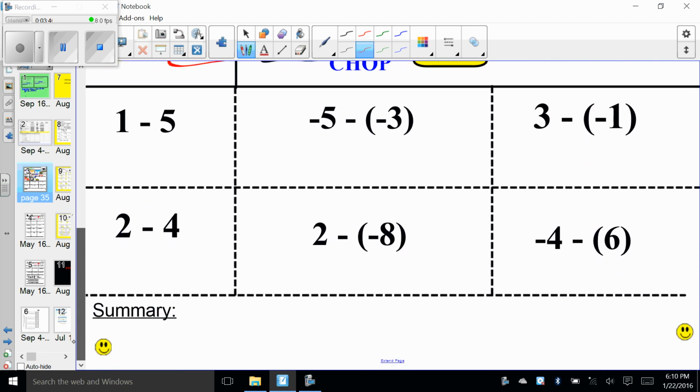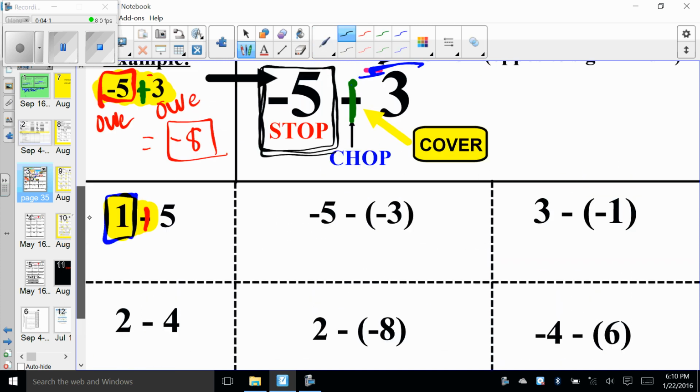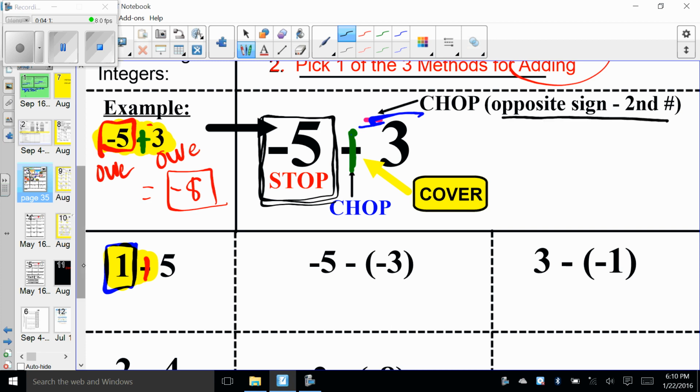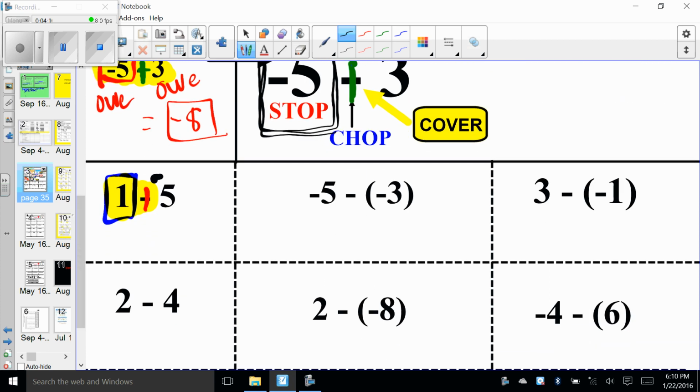So we're going to do these bottom examples together. All right, 7th grade, here we go. This is a subtraction sign. We say no, we never subtract in Ms. Volkman's class. We're going to change it to stop, chop, chop. So we put a stop sign there. We chop to addition. And then we cover it. I'm literally going to cover all of this with my hand, and look at this last piece. What's left then is a 5. What kind of 5 is it? It's positive. Well, our job on that second number is to chop to the opposite sign. So we're going to make that a -5 because it was positive.